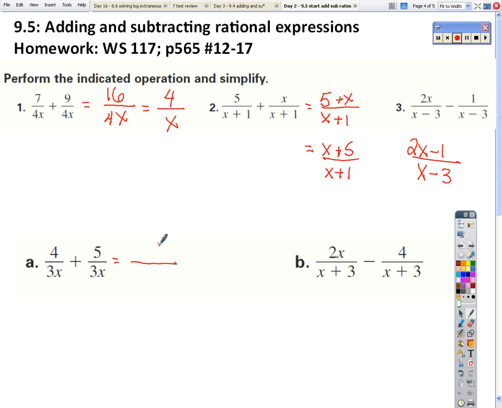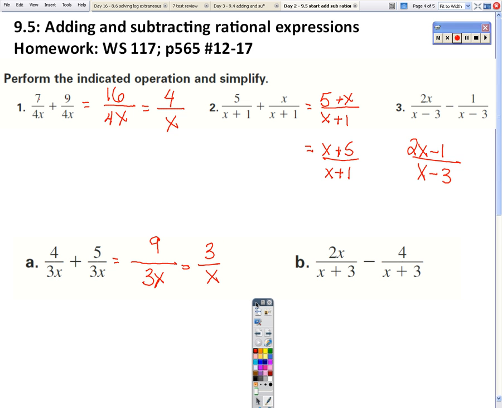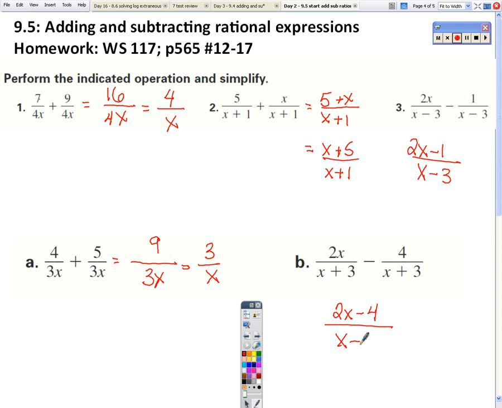For a here, we get 9 over 3x. Well, we can reduce that to 3 over x. And for b, we're going to have 2x minus 4 over x plus 3. Now on the top, I can factor out a 2, but that doesn't allow me to simplify my fraction anymore, so we can just leave it as it is.